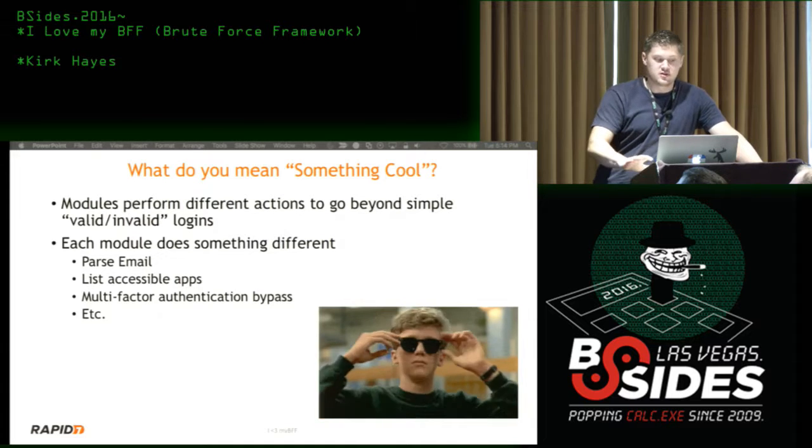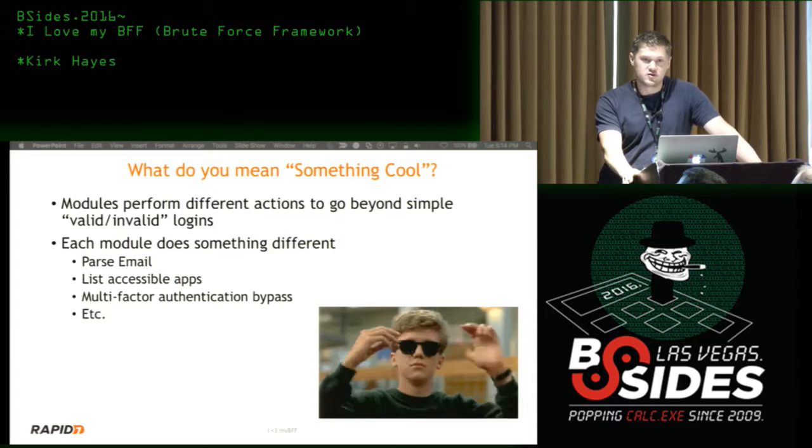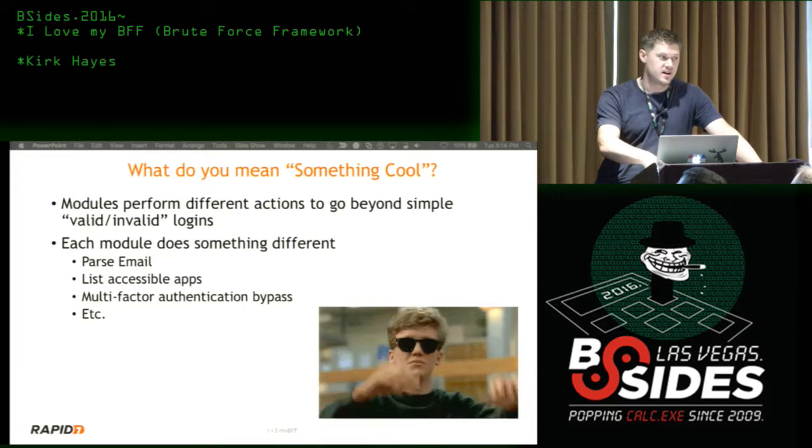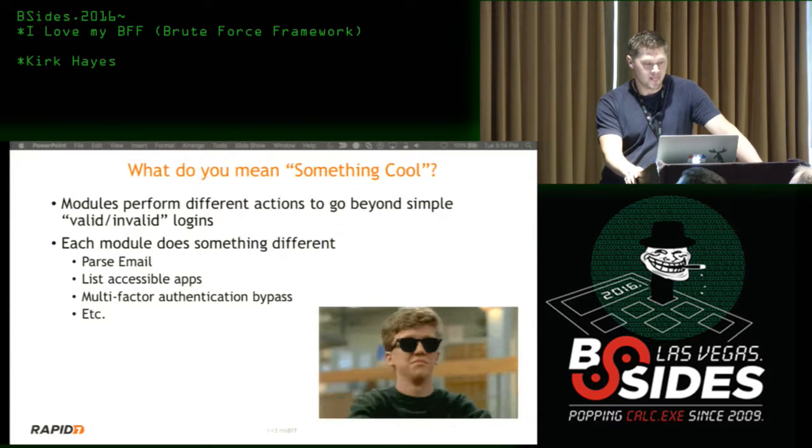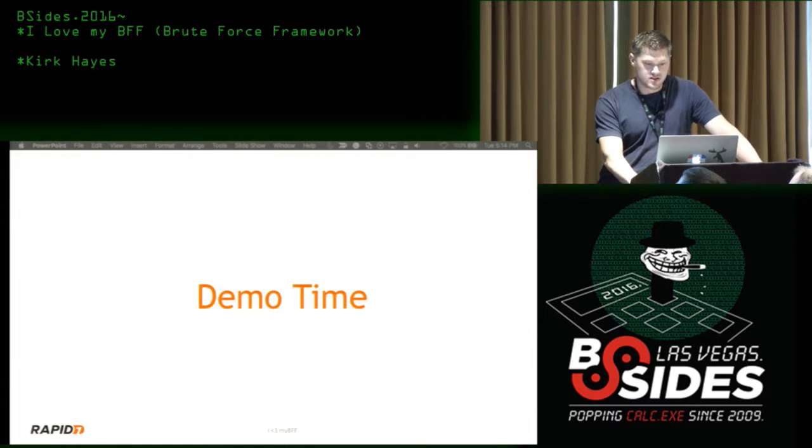For Juniper, we do something cool before the authentication. Often Juniper has multi-factor enabled, but we can usually bypass that depending on how it's set up. So we'll attempt that bypass. We'll see if it works, and if it does, then we'll do our brute forcing against that. And so each module is like that, something different. So we'll go into a quick demo, just a little bit of that.